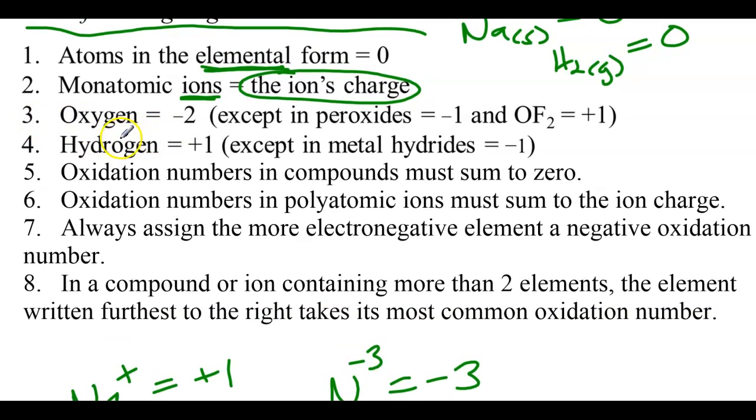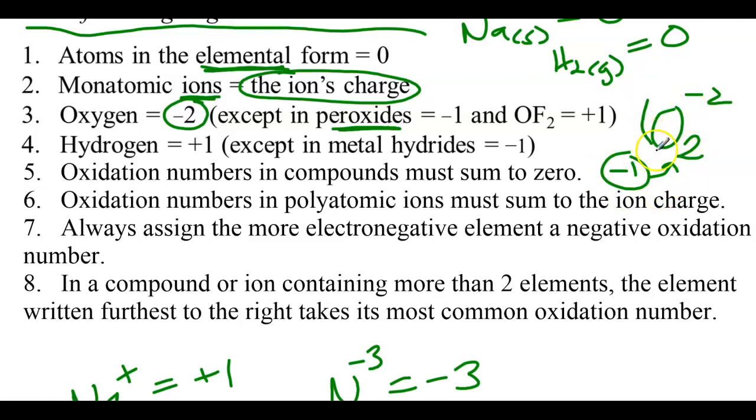Number 3, oxygen. Oxygen is always assigned an oxidation number of -2, but there are 2 exceptions. In a peroxide polyatomic, which is an O2 polyatomic with a -2 charge, each oxygen is assigned a -1. This should make sense: if there are 2 of them and the whole thing adds up to -2, they should each be -1. The other case would be if you have oxygen in OF2.